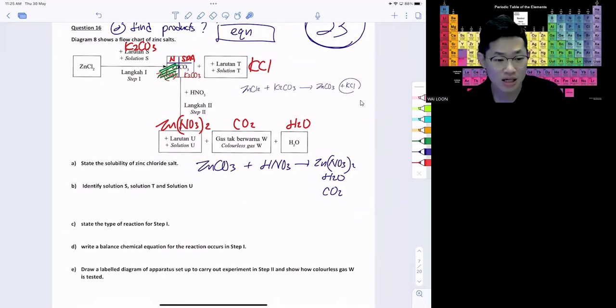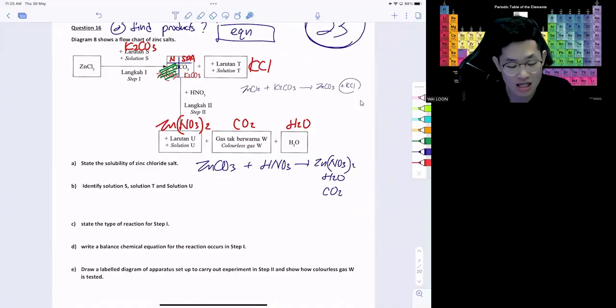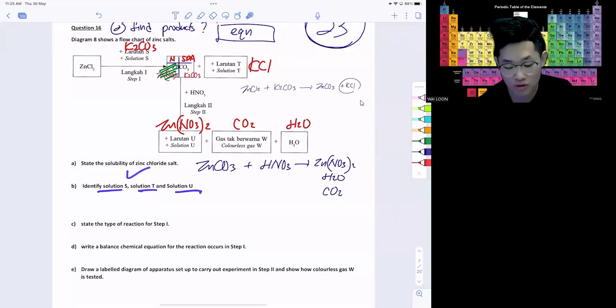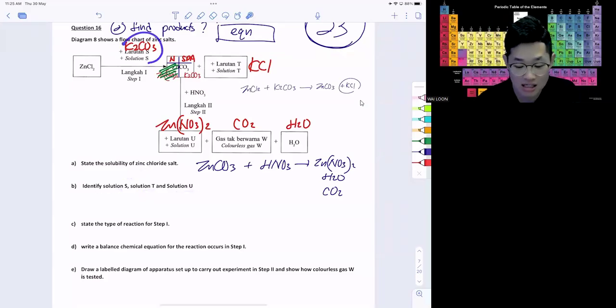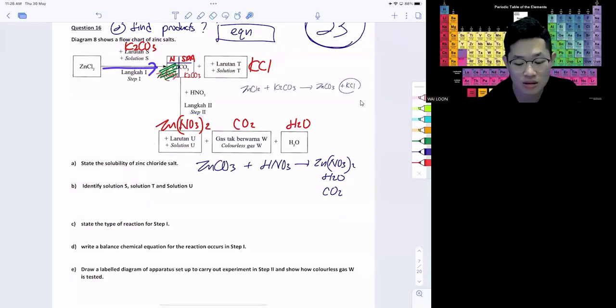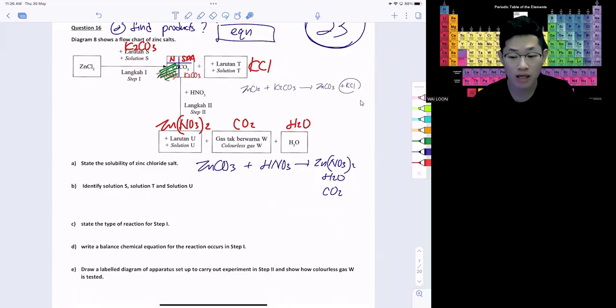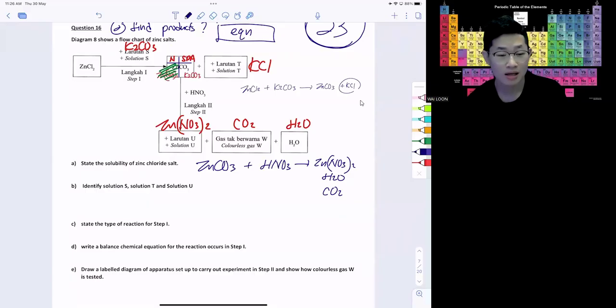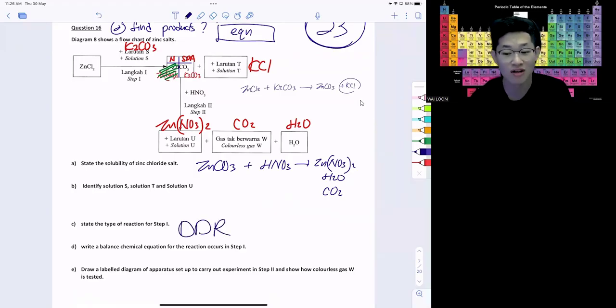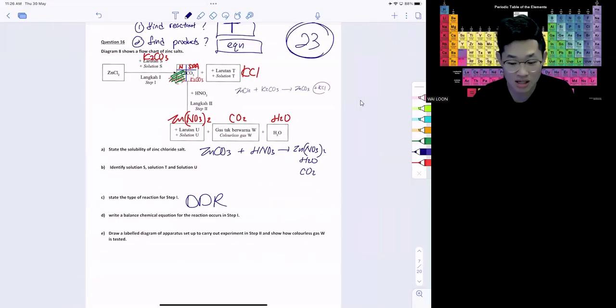Only when you can solve the chart, you can answer the questions below. So here it says, state the solubility of zinc chloride salt. Okay, yeah, this one is soluble. Identify S, T, and U. We got all the answers already. Type of reaction for step 1. This is a reaction to make insoluble salt, right? Do you still remember what is the reaction to make insoluble salt? Yes, DDR. Our double decomposition reaction, correct. Very good.